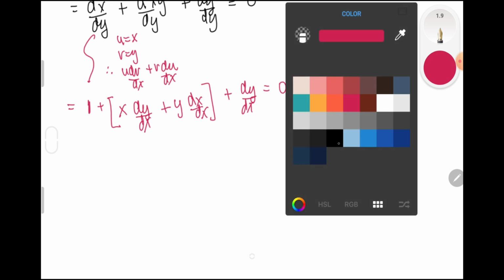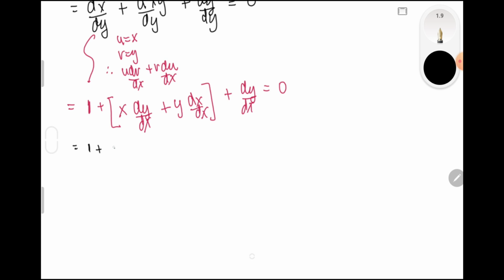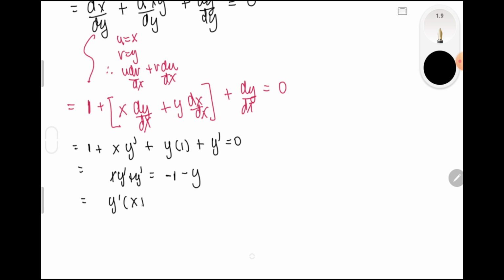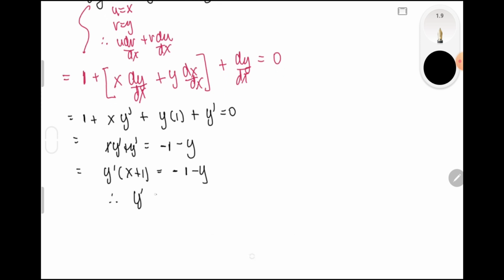So by further manipulation of this equation, we'll have 1 plus x multiplied by the derivative of y with respect to x, which is y prime, plus y multiplied by the derivative of x with respect to x, which is equal to 1, so plus our y prime equals 0. So from here, katulad ng lagi natin ginagawa, all y primes will be together, so therefore we'll have x y prime plus y prime is equal to negative 1 minus y. Okay, so factoring out y prime, we'll have y prime multiplied by x plus 1 is equal to negative 1 minus y. So therefore, y prime is equal to negative 1 minus y all over x plus 1.